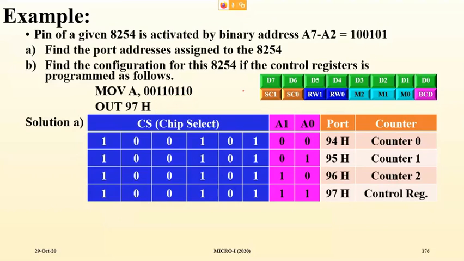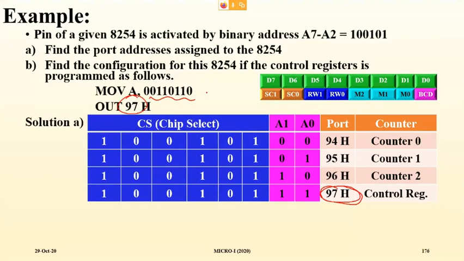So you have the control word. Now you understand why it is out 97, because the control word address is 97. And in the control word, you are pushing a number, something like this. So from this number, you have to decode what this IC is doing. So first question, which counter is used in this particular program?